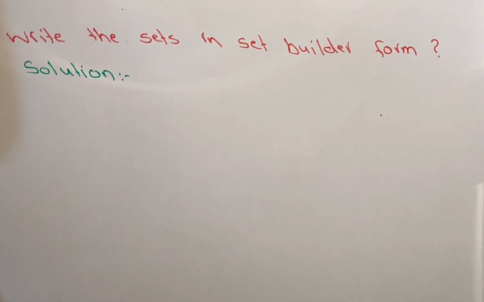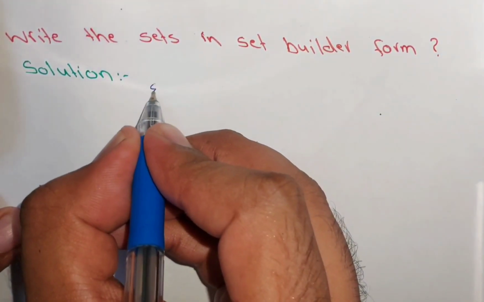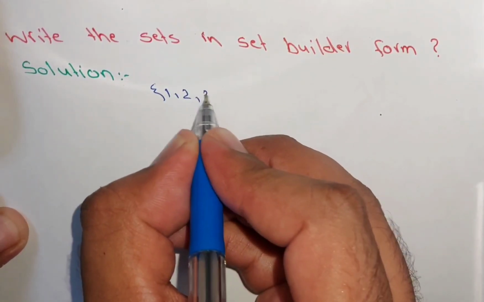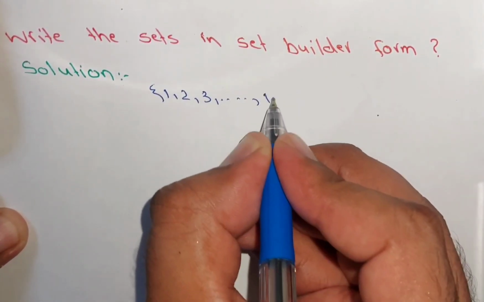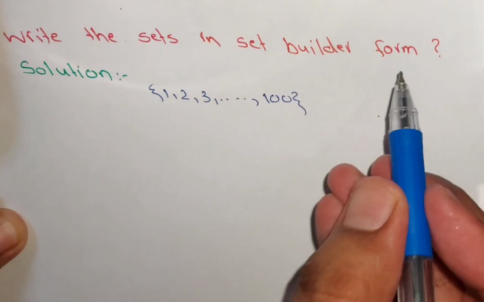So we are going to write sets in set builder form. Now what is set builder form? Set builder form is a mathematical notation used to describe sets. For example, we have a set 1, 2, 3 and so on up to 100. Now, how do we write this set in set builder form?